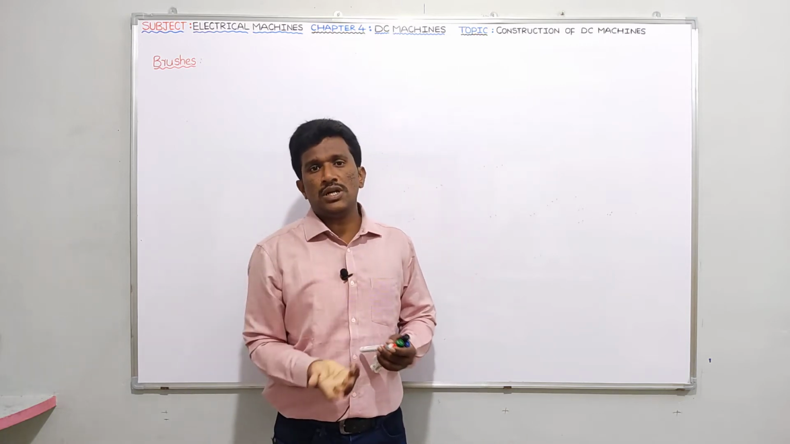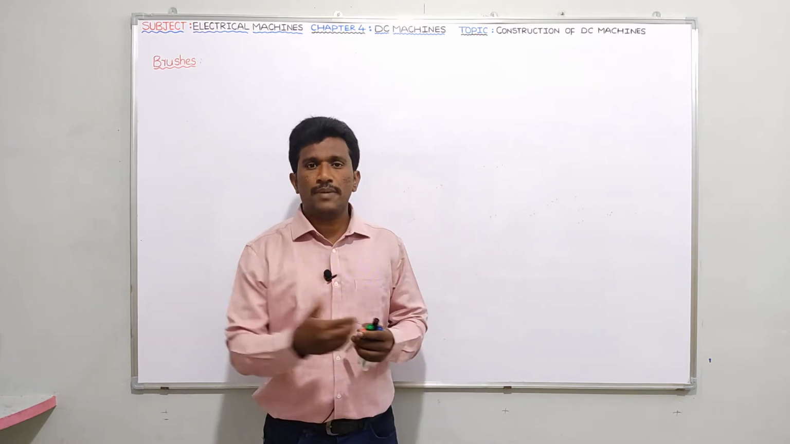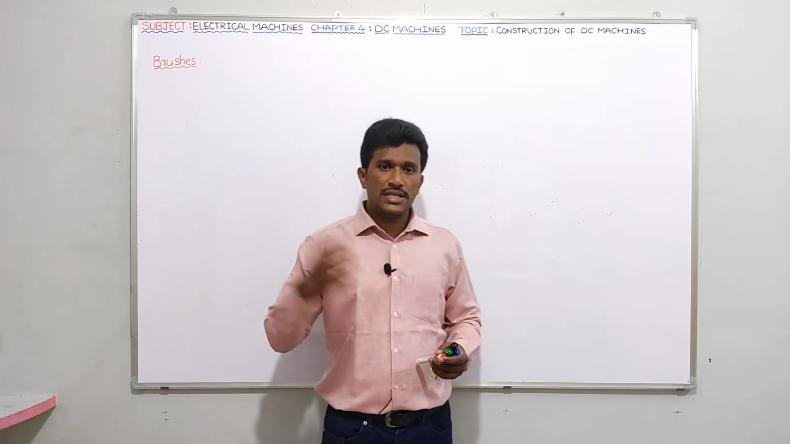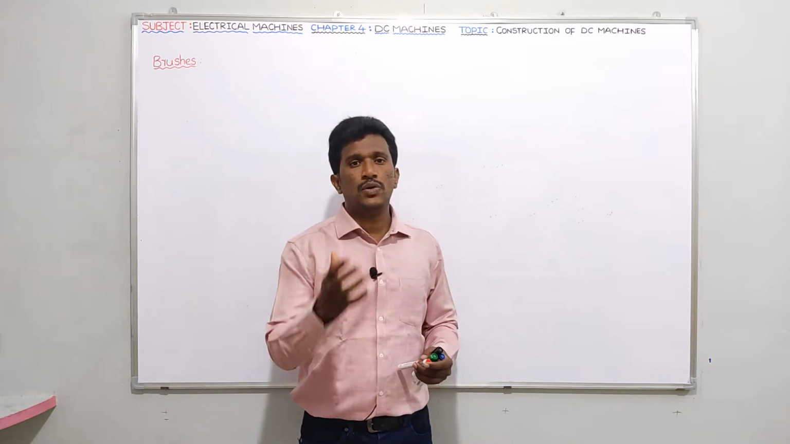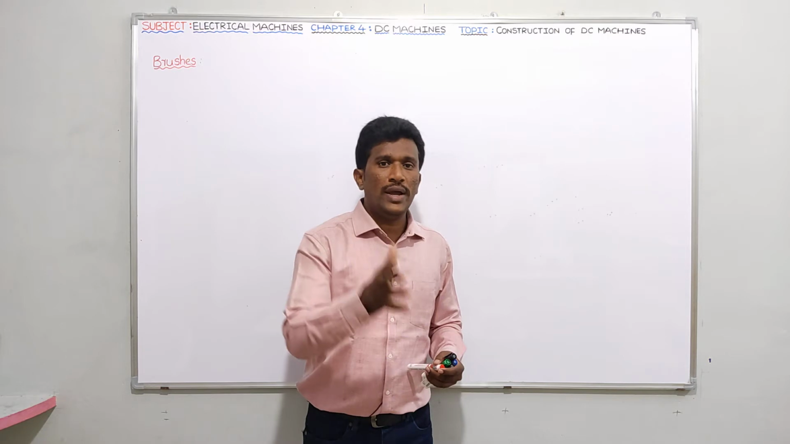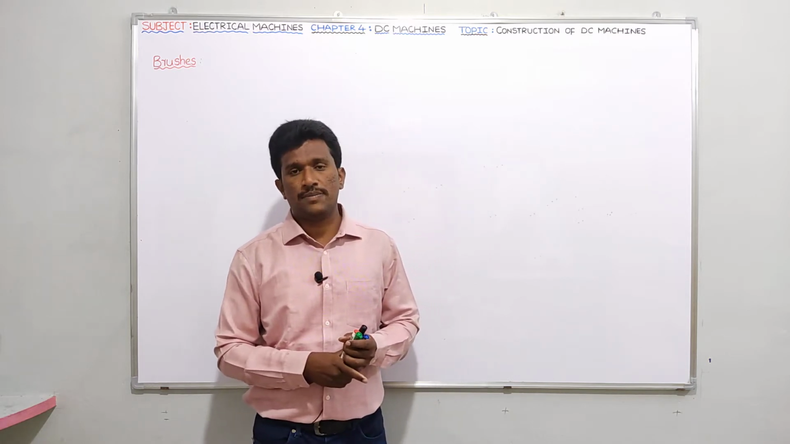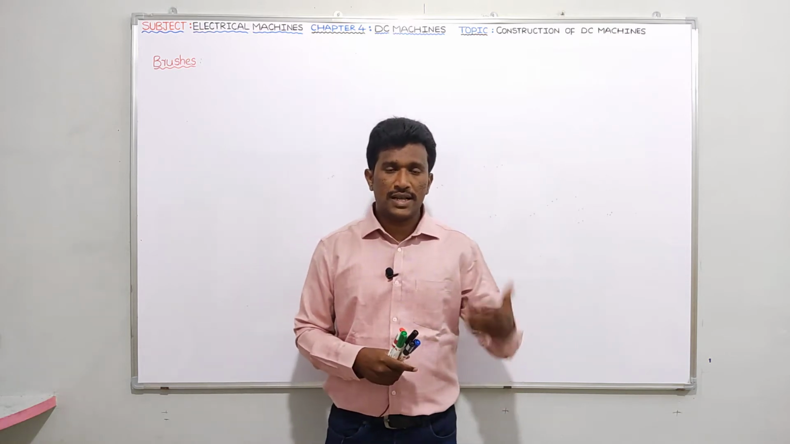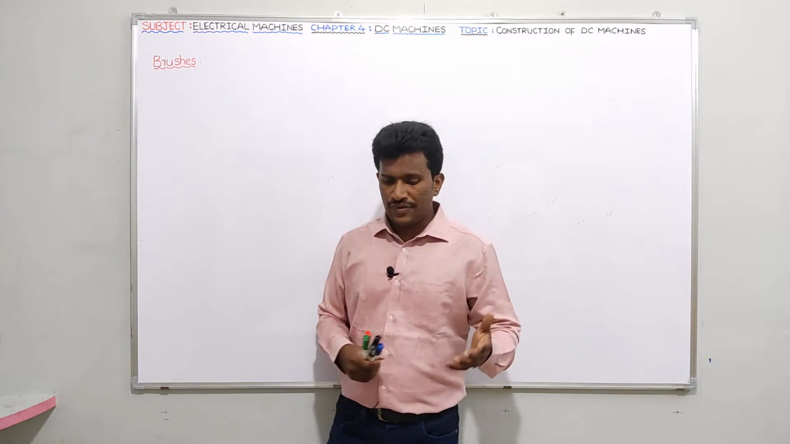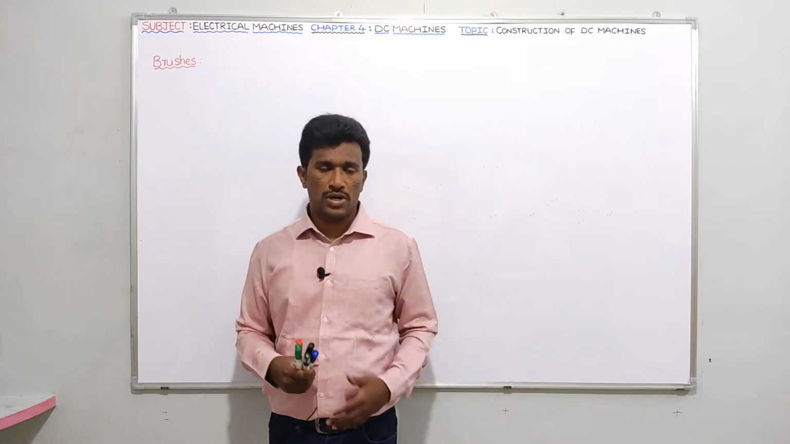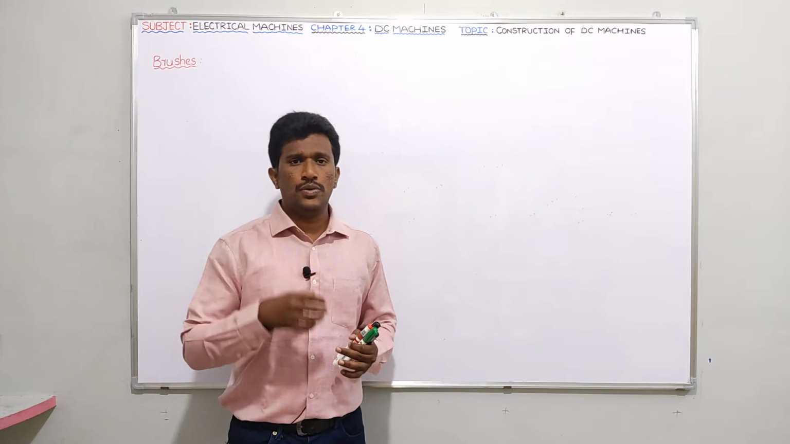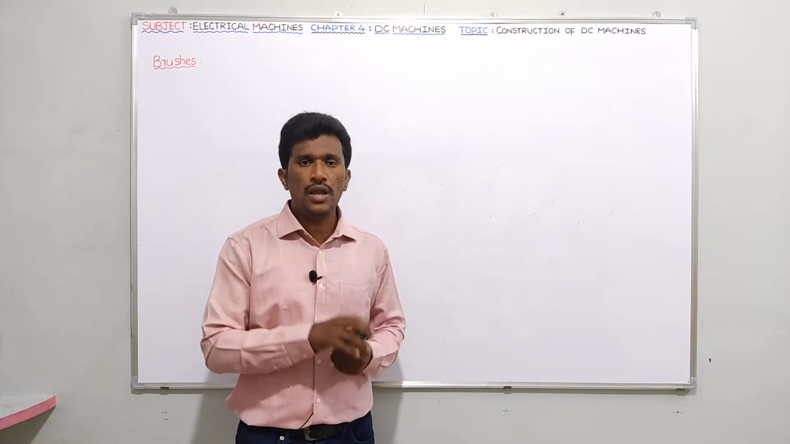In case of a DC motor, we are giving DC supply, no? So brushes take the DC supply and give it to the armature winding through the commutator segments, or split rings. This is the function of brushes in a DC generator and DC motor. So tell me guys, what is the use of using brushes? Why do I have to use brushes?